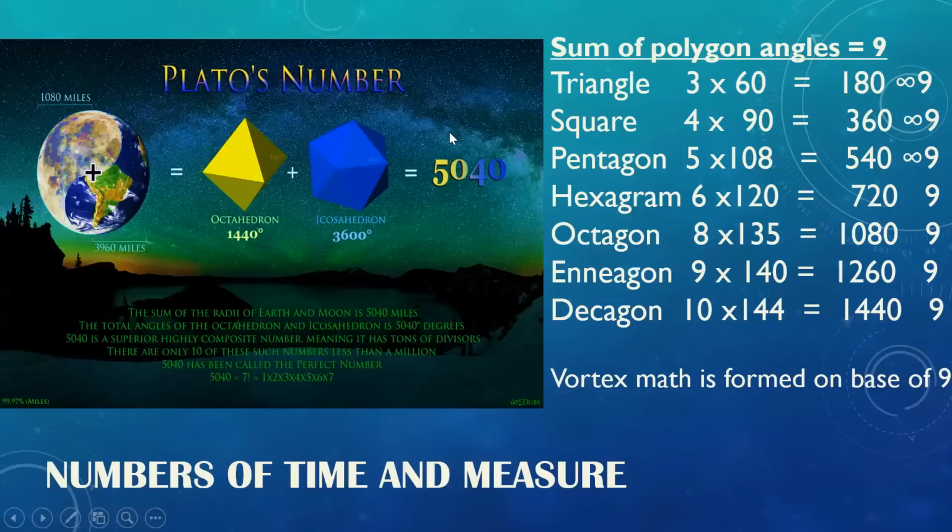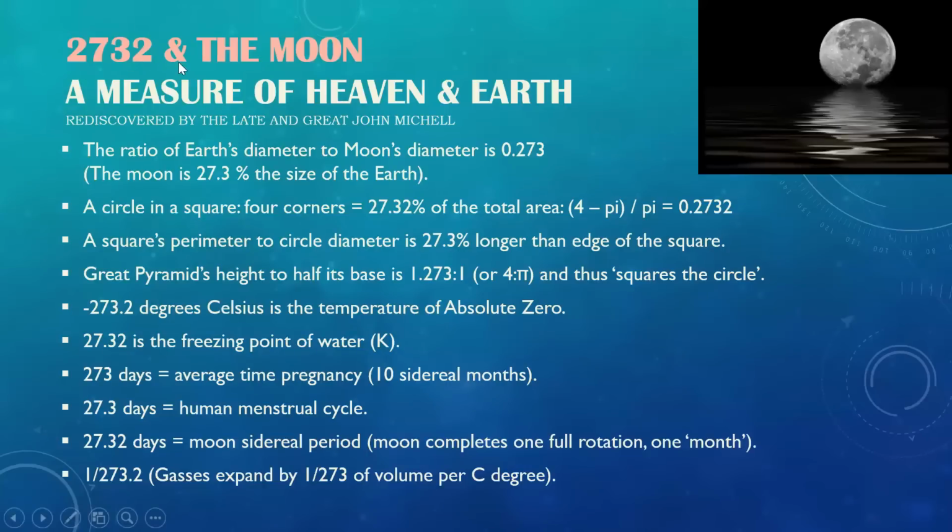So these are some of the things that on a closer view we can have a greater understanding about. For the number 2732, we can take a look at a few of these. The ratio of the Earth's diameter to the moon's diameter is 0.273. A circle and a square has four corners that are 27.32% of the total area.